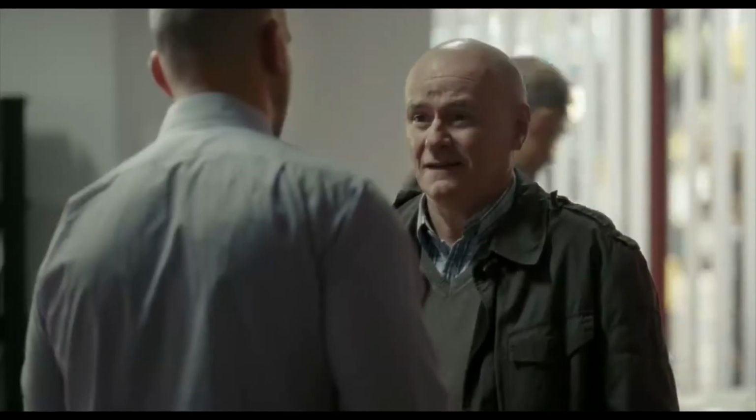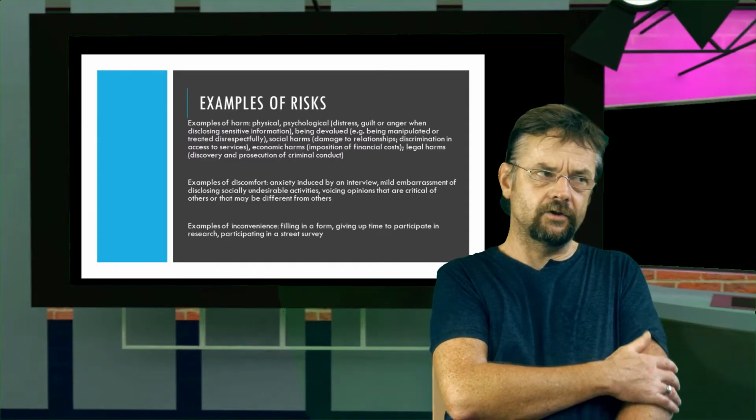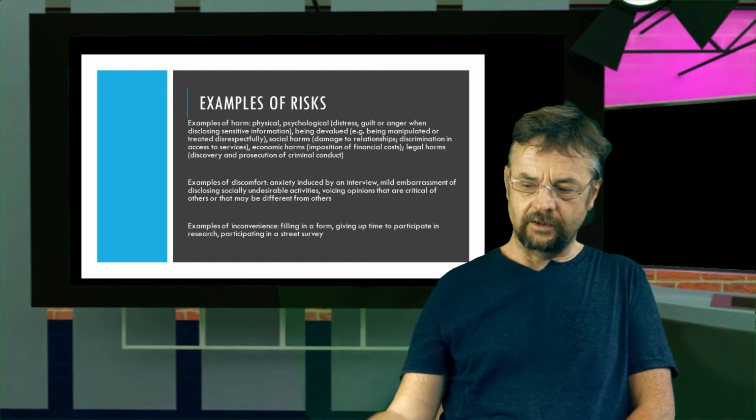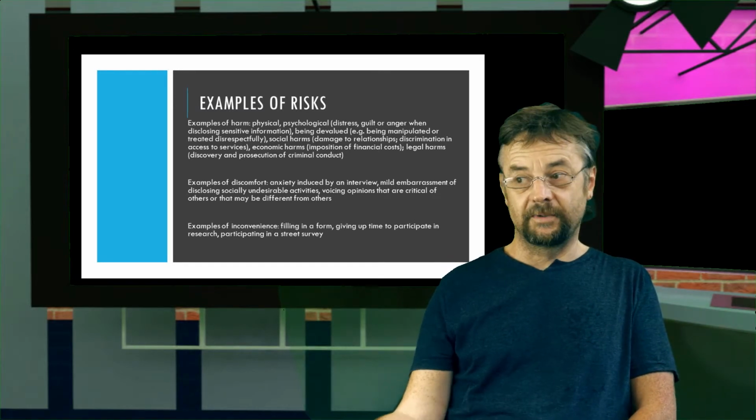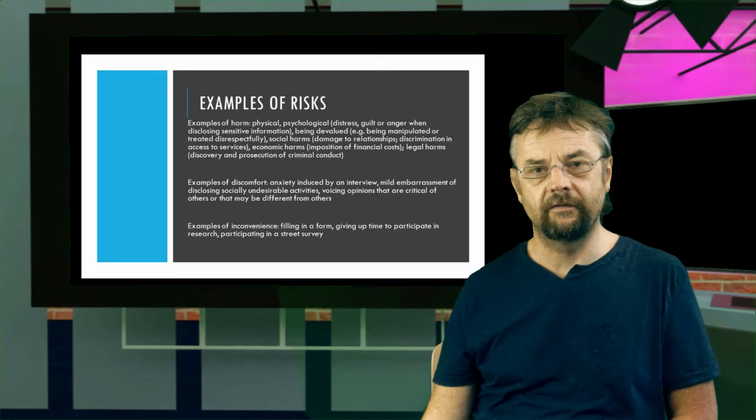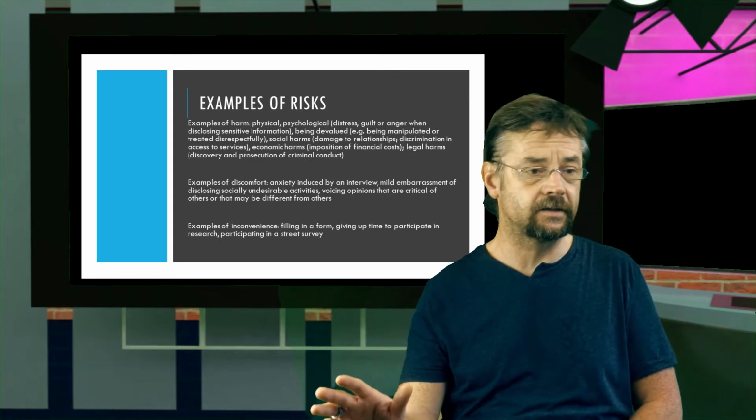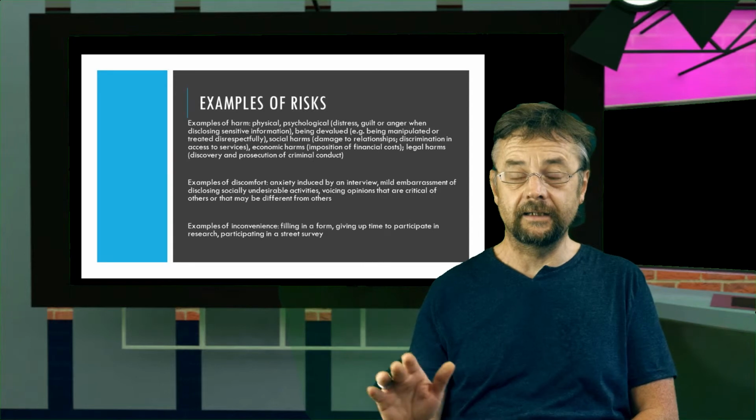This has happened in the past. It's a real danger that your research can actually lead to a reduction in the participants' income and a reduction in their welfare benefits, or even having their welfare benefits shut down completely. Criminal harm would be where people disclose information that might lead to their criminal conviction.